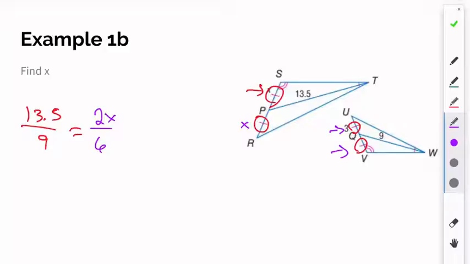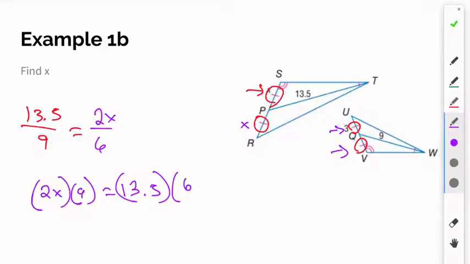So now we can cross multiply that out. So we get 2x times 9 equals 13.5 times 6. So I'll let you guys finish it out from there.